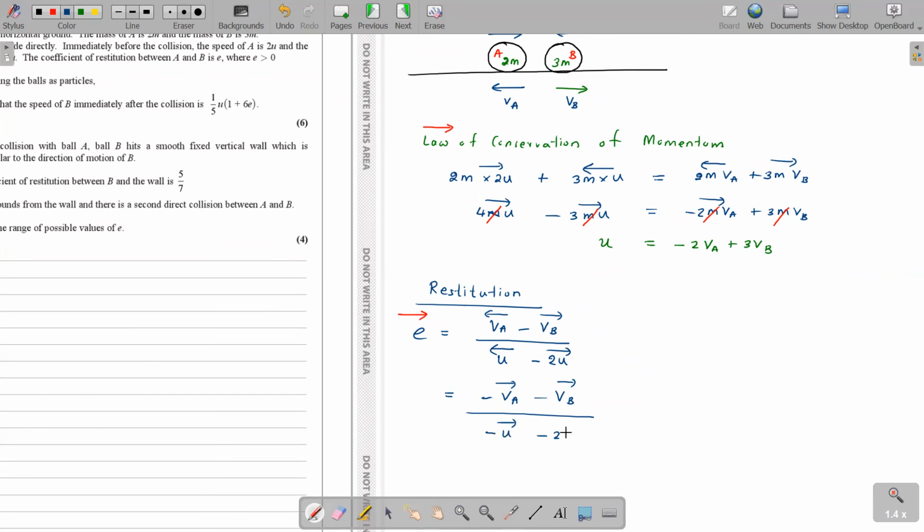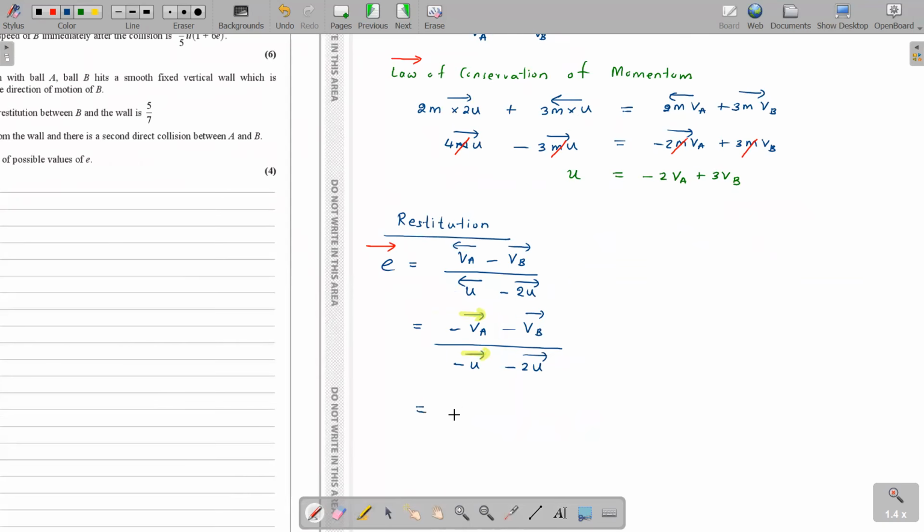Minus 2U, I don't need to change. So I basically change these two guys. I changed this one and I changed this one. These are the two guys I changed. So I think you can see minus VA minus VB minus U minus 2U is minus 3U.